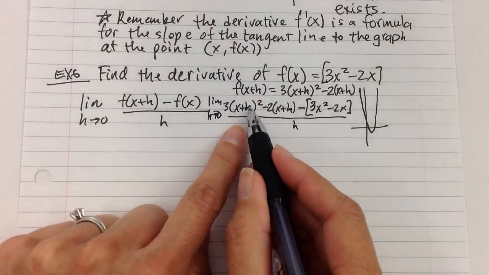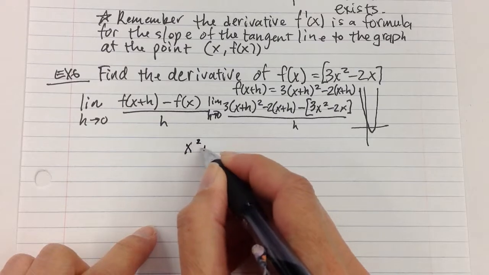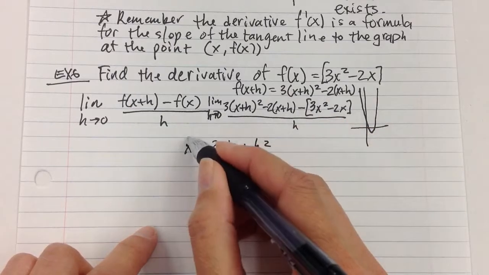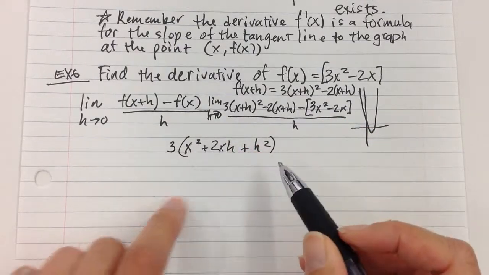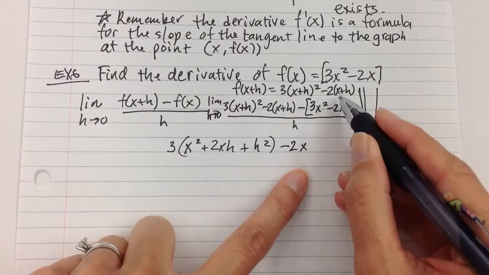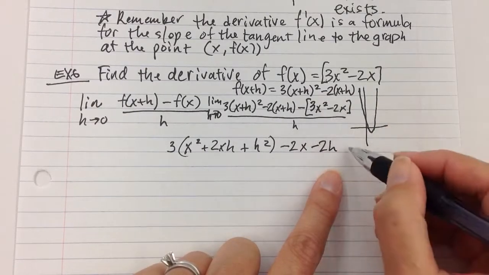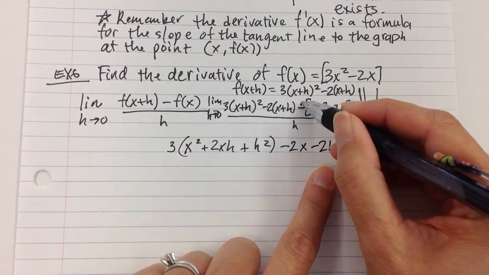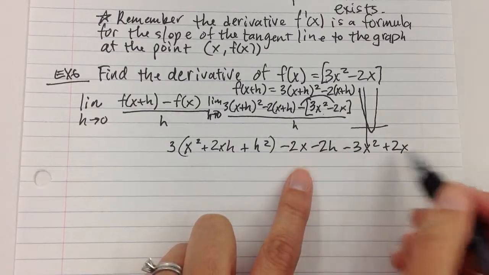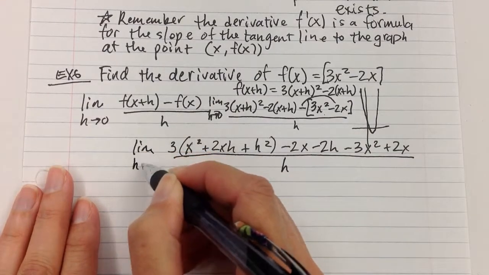Okay, so I need to square this, and we squared this last time. When I square x plus h squared, you guys trust me that it's x squared plus 2xh plus h squared, right? We square that, and then we multiply that by 3. Minus 2x minus 2h, and then minus 3x squared. And then this negative times this negative is going to change it to a plus 2x, and that 2x better cancel out with something over here. Oh yeah, it does right there. All over h, as the limit as h approaches 0.